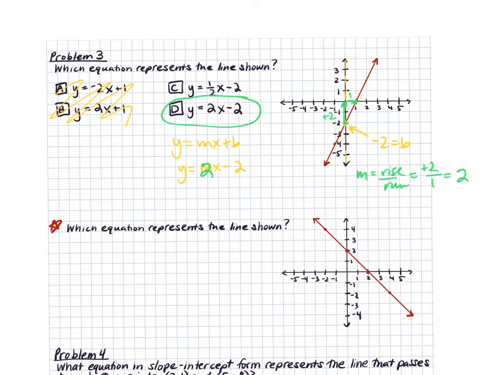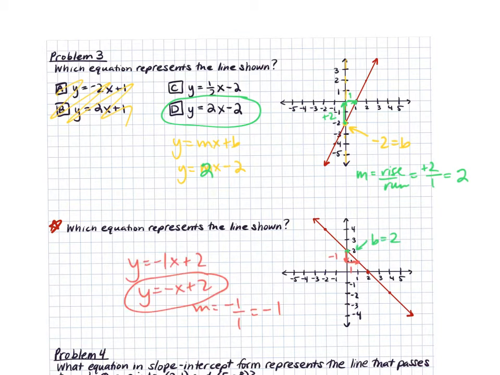And after you press pause, check back for the solution. Okay, so the answer here is y equals negative x plus 2. You can see that b is 2. The slope, right, it's going down from left to right, and it goes down 1 over 1, down 1 over 1. So that means it is negative 1. Negative 1 over 1 is negative 1. So you plug in negative 1 for m, you plug in 2 for b.